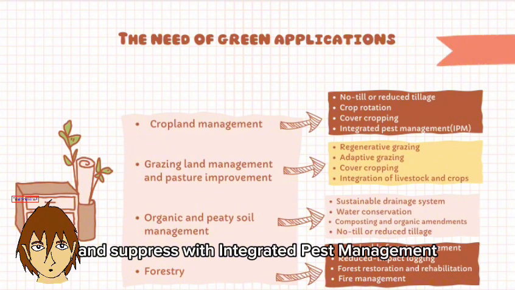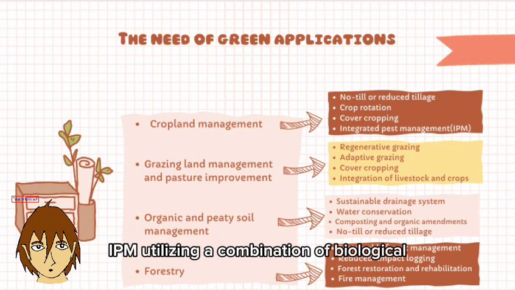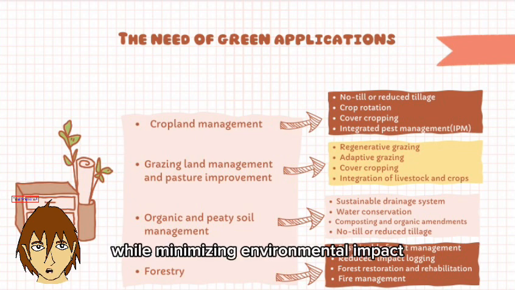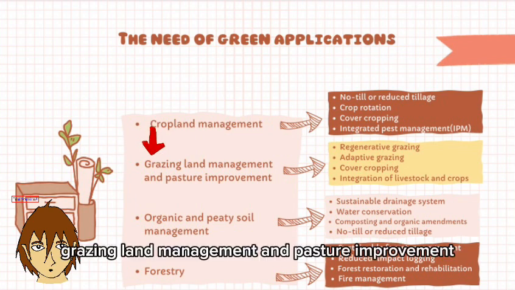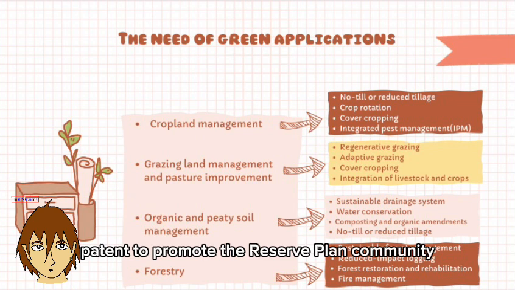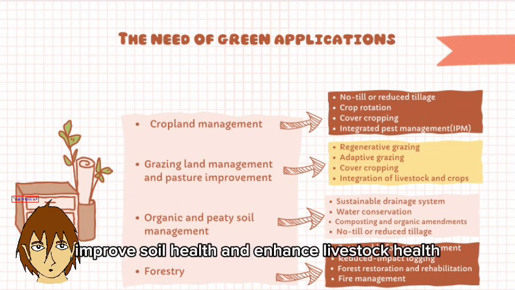Integrated Pest Management (IPM), utilizing a combination of biological, cultural, and chemical methods to control pests while minimizing environmental impact. Grazing land management and pasture improvement. Regenerative grazing, managing grazing patterns to promote the native plant community, improve soil health, and enhance livestock health.